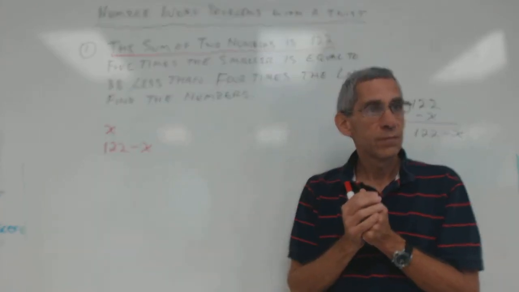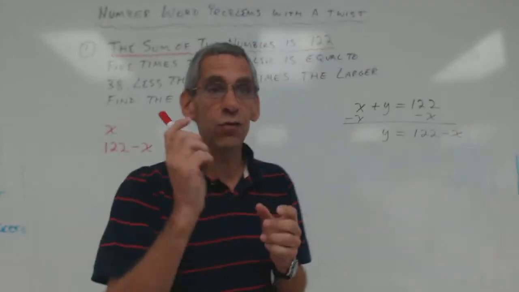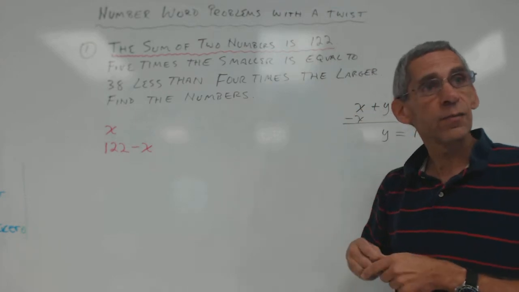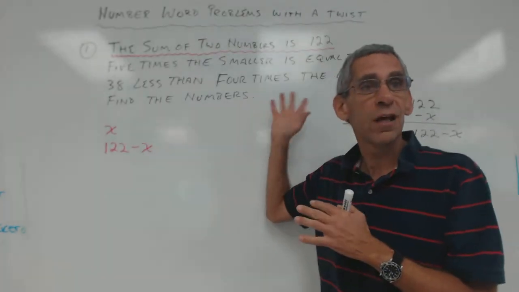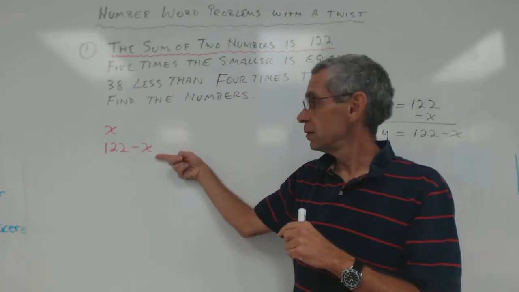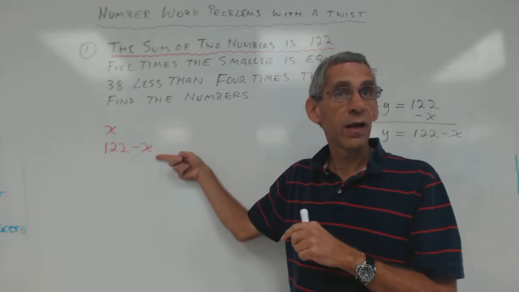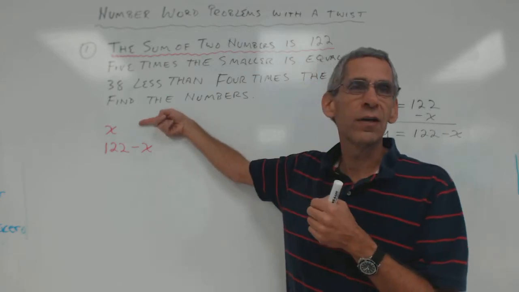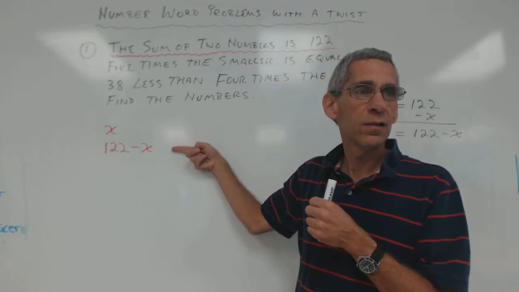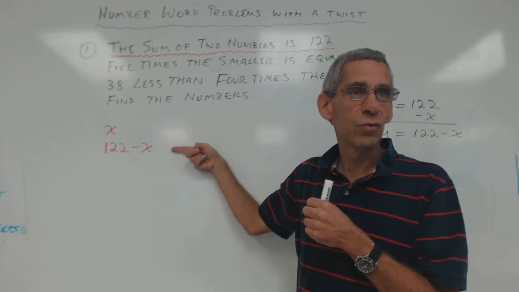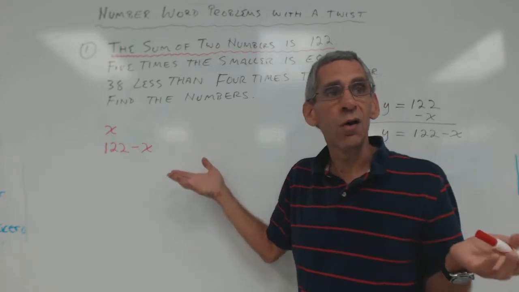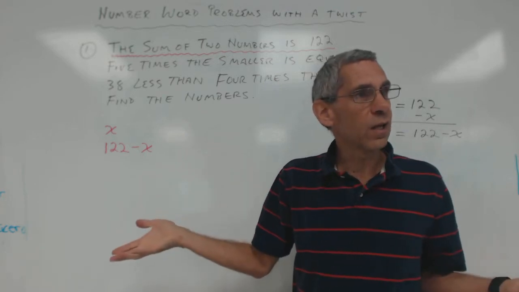But then, which one's smaller? That is a great question. The x, right? Well, let's see. Let's think about it. Let's say we solved this thing and we said x was 1. The other number would be 121, right? But wait a minute. Let's say we solved it and we got x is equal to 120. This number would be 2. So which one's smaller? We don't know until we solve it.